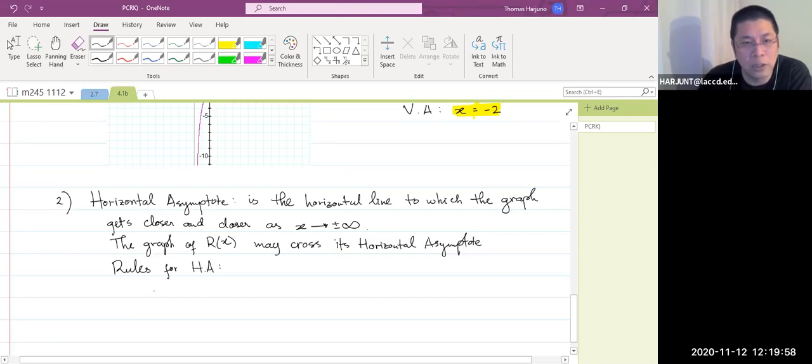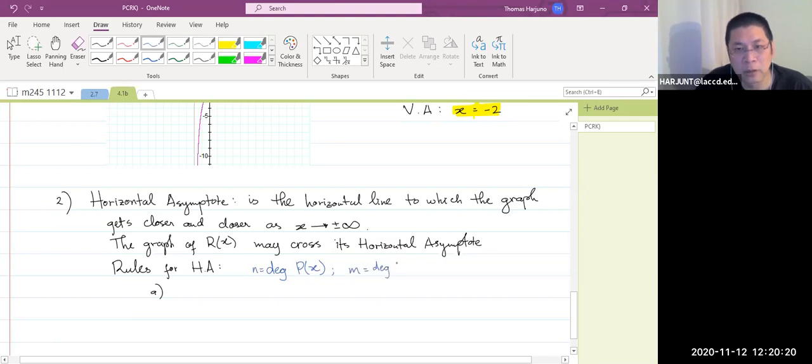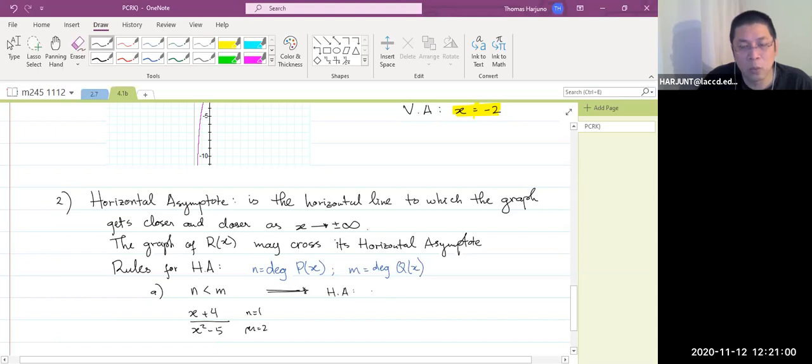It actually depends on the degrees of the polynomials n and m. Let's remember this. The degree of the numerator, the degree of p(x), we denote by n, and m is the degree of the denominator. Now here's the rule. If the degree of the numerator is less than the degree of the denominator, let's say for example, we have x plus 4 over x squared minus 5. You see the degree on the top is only 1, the degree at the bottom is 2. If that's the case, then the horizontal asymptote is given by y equals 0.